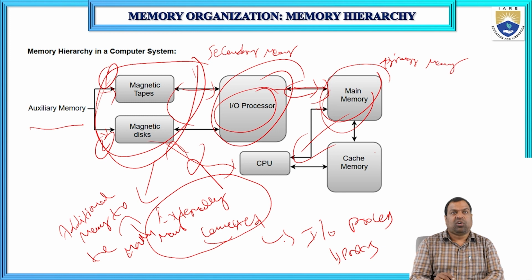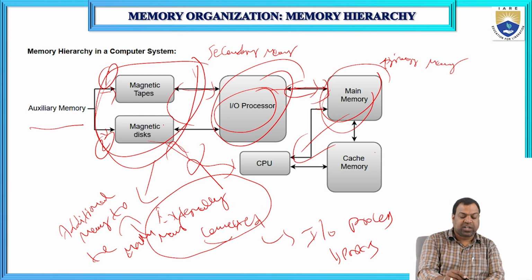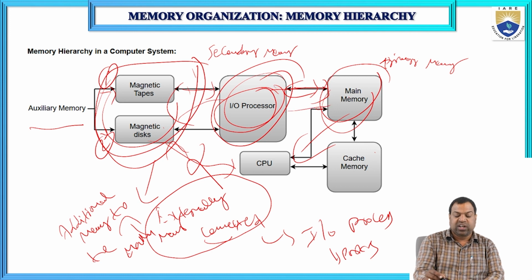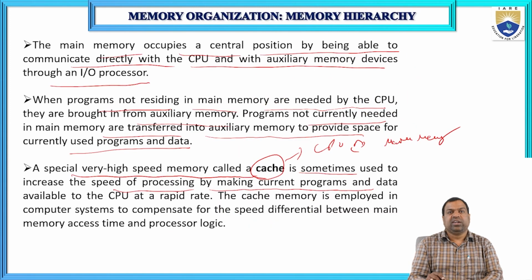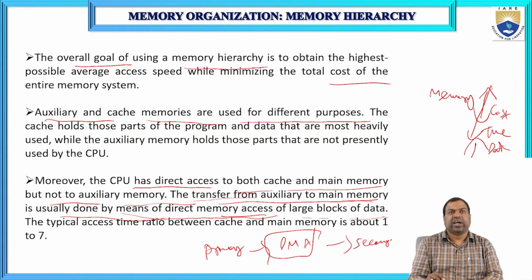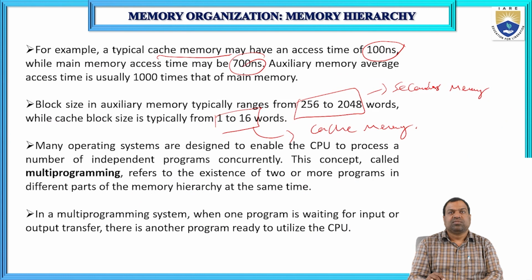and it is the memory hierarchy in a computer system. Auxiliary memory is divided into two types: magnetic tape and magnetic disk. These two are connected to the input output processor, and it is connected to the main memory. And the CPU and cache memories are internally connected to the main memory. Here it is about the main memory and the cache memory. If I'm using cache memory, the access time is 100 nanoseconds, and when I'm using main memory, 700 nanoseconds. When we are using auxiliary memory, it takes 1000 times more compared to main memory.